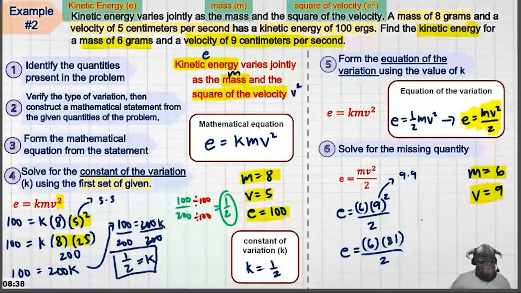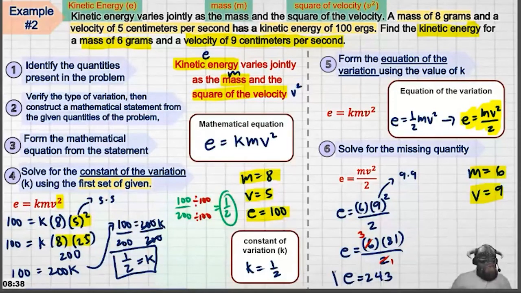So, kanina hindi ko pinakita to kasi pwede nyo naman i-multiply 6 tsaka sa 81 then divided by 2. Pero, para hindi ka mahirapan, pwede mo tong i-simplify. Pwede ka nang mag-divide dun pa lang sa factors nila. So, 6 and 2 can be divided. So, 6 divided by 2 can be equal to 3. Then, 2 will be equal to 1. So, dun pa lang, pwede mo nang matanggal yung denominator na 2. So, from there, 3 times 81 will just be equal to 243. So, our kinetic energy is equal to 243.